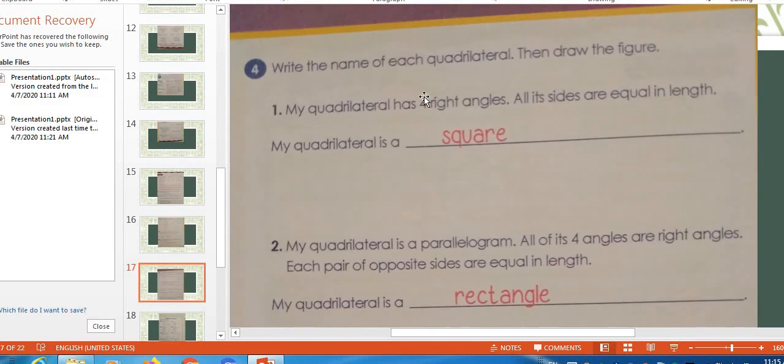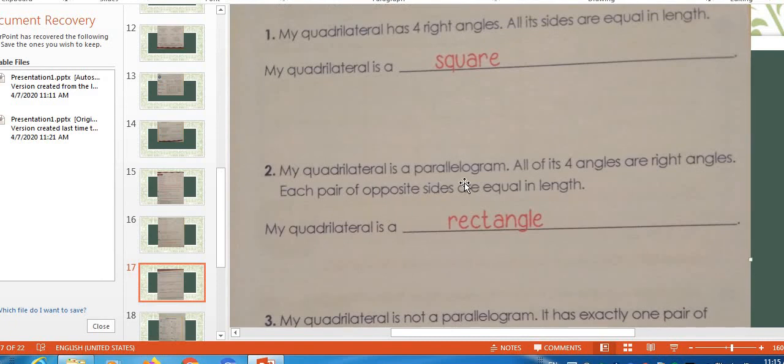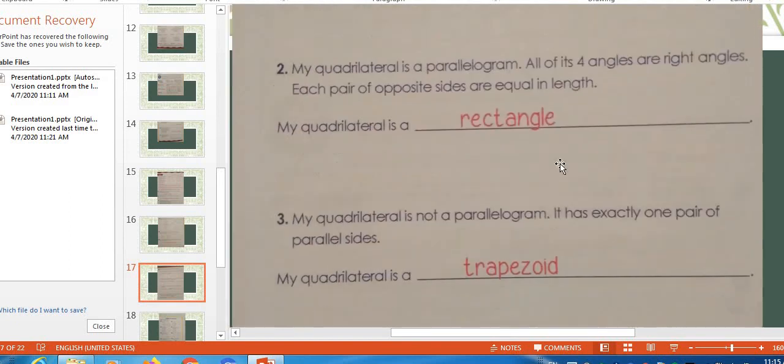My quadrilateral. Write the name of each quadrilateral, then draw the figure. My quadrilateral here has 4 right angles. All its sides are equal in length. So I am, of course, the square. My quadrilateral is a parallelogram. All 4 angles are right angles. Each pair of opposite sides are equal in length. So I am, of course, a rectangle.